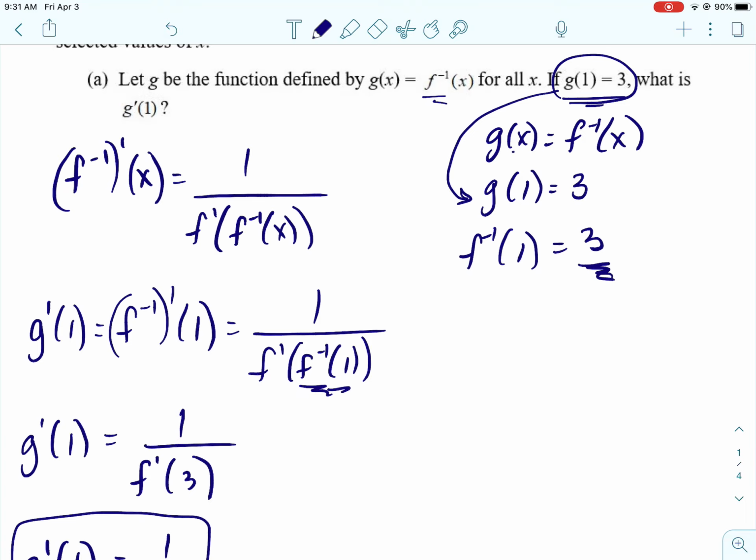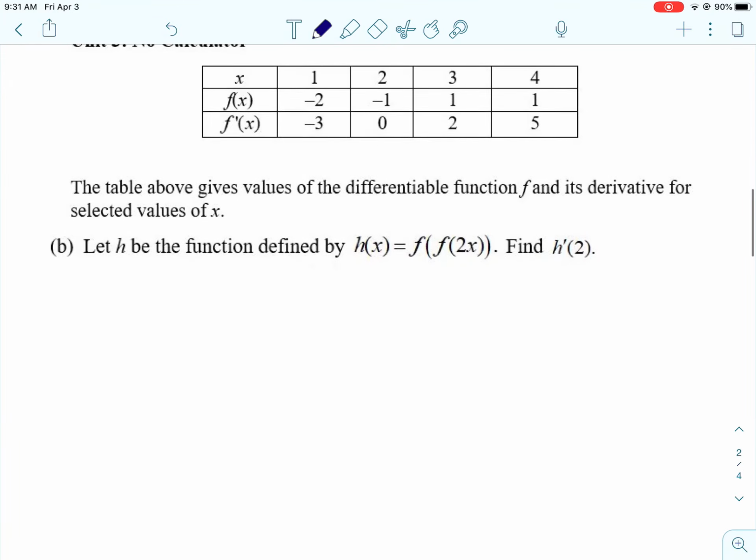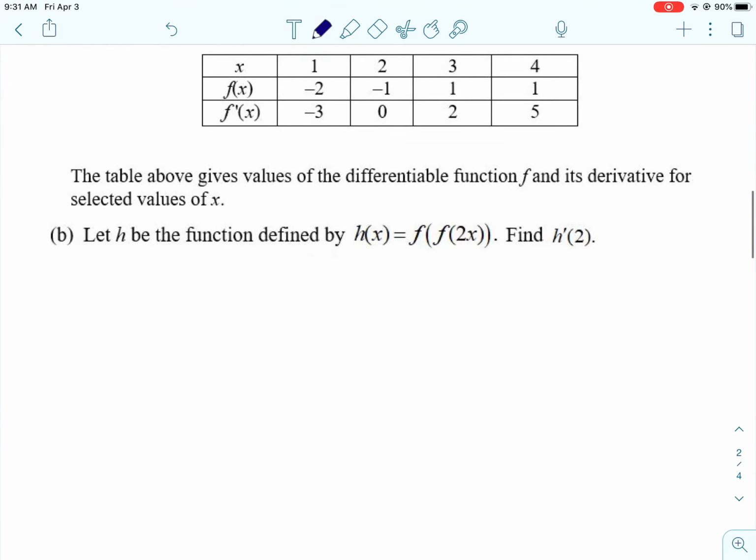Alright, so all the information is there. You just have to sort through it. And sometimes it's hard when it tells you g is f inverse, and you have to kind of sort through all that on your own. So what I did is I just wrote that g was f inverse, and everything that they told me about g, I just changed it to f inverse. And then it helps me use my formula.